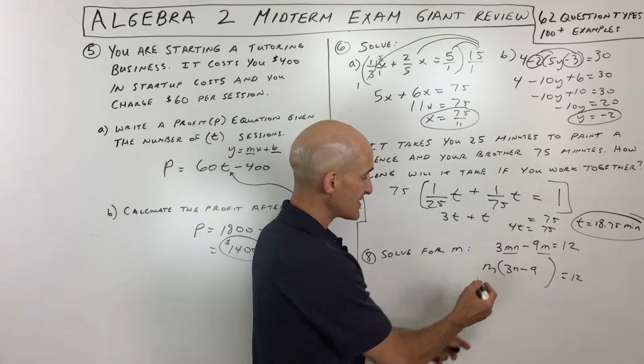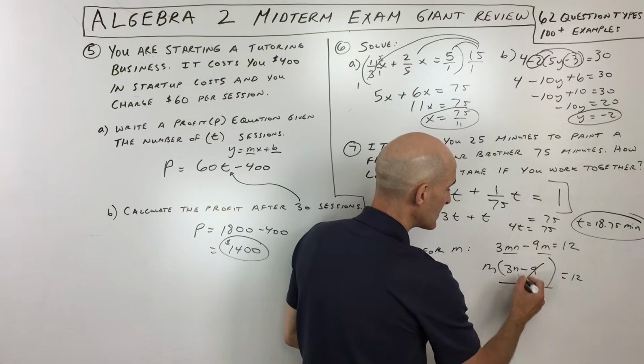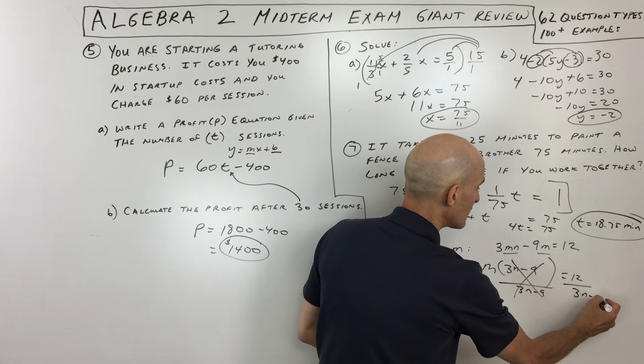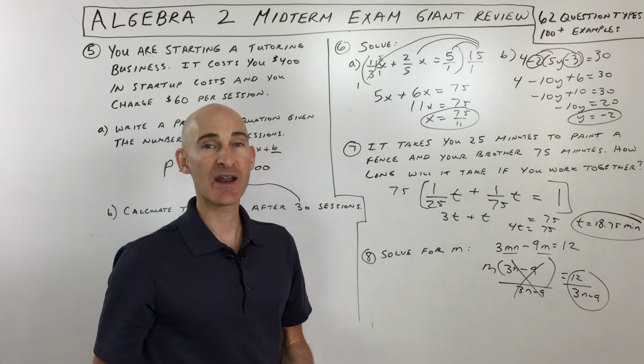Then all we have to do is, instead of multiplying by 3n minus 9, divide both sides by 3n minus 9, and that's it. So you can see m is equal to 12 divided by 3n minus 9.